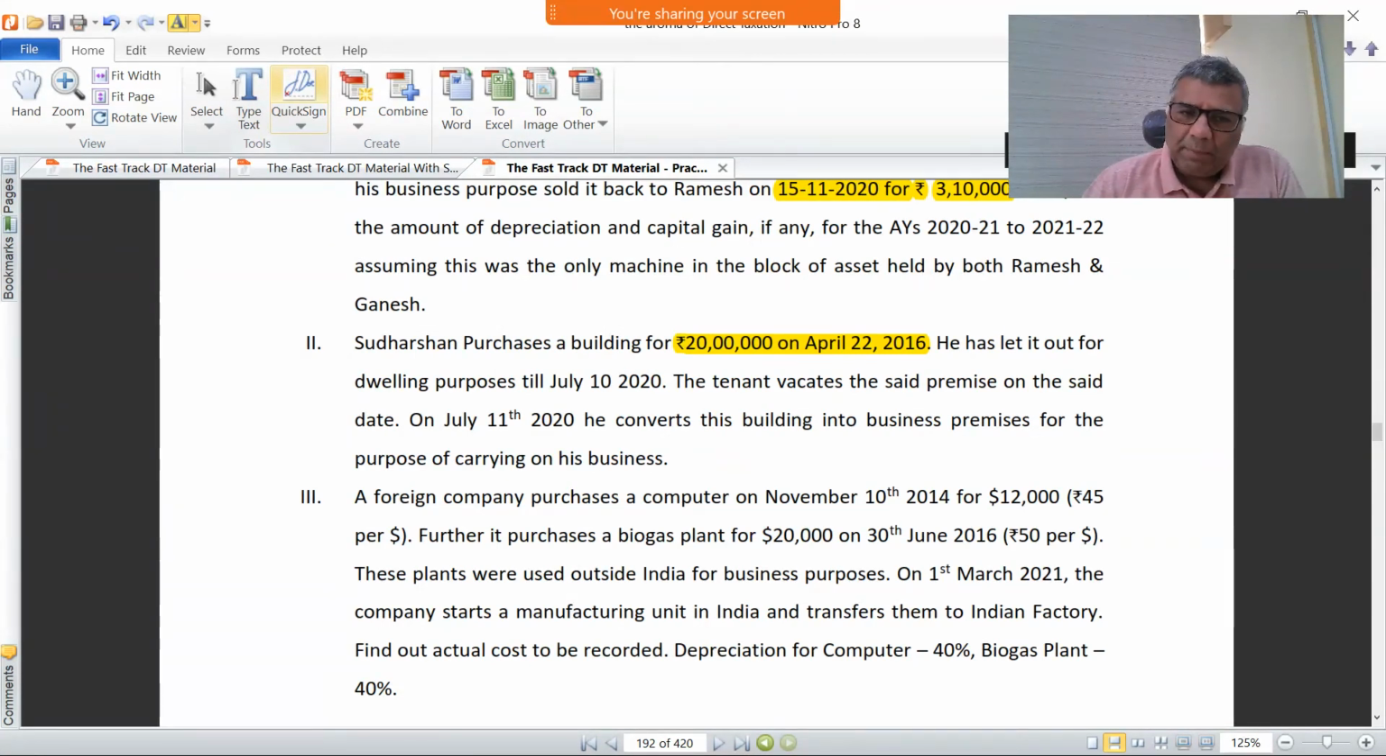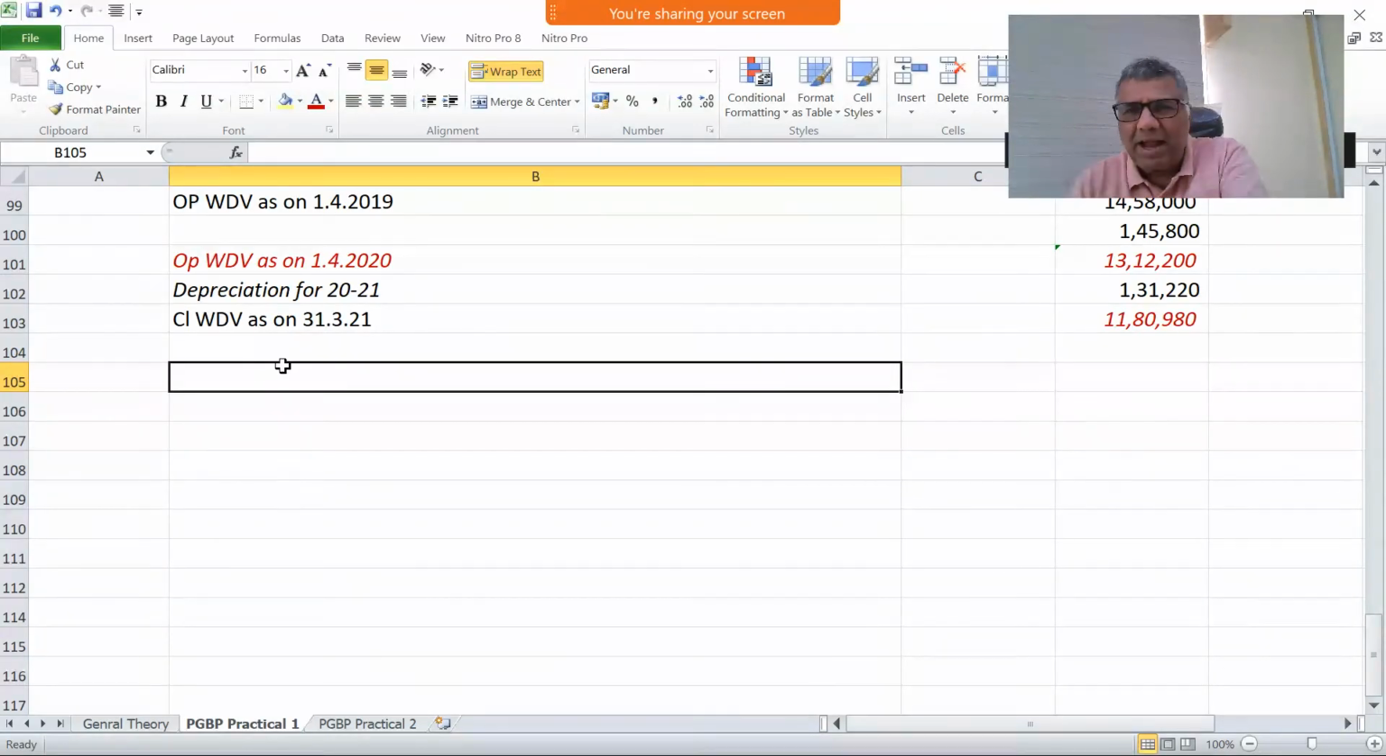A foreign company purchases a computer for $12,000 and a biogas plant for $20,000. These were put to use outside India. On first March, the company starts a manufacturing unit and transfers them to the Indian factory. The same manner you should work it out. I'm not reworking it. You can check the answer later.